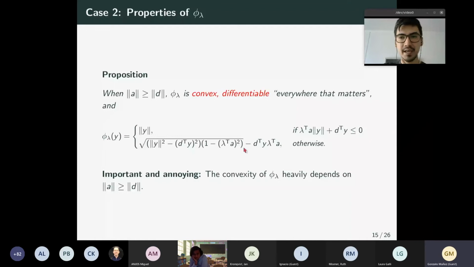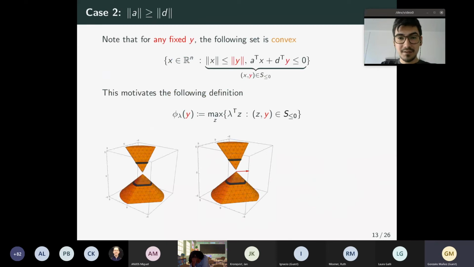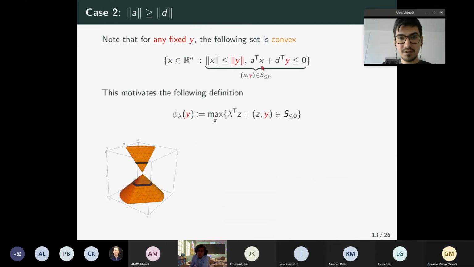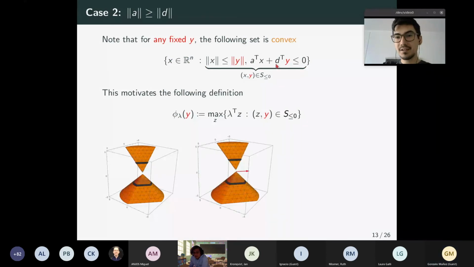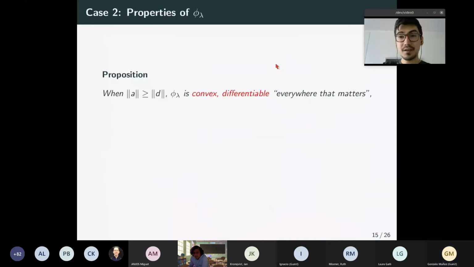It's not too nice, but considering that we're working with quadratics, we were happy with this expression. And I want to say this many times, I know I've repeated it already, but a very important fact, and actually quite annoying for us, is that the convexity of the function that I define really depends on this norm of A being greater than the norm of D. That prevented us from using the usual characterizations that a maximization of something is convex. We couldn't really use any of the ones that we know, because the convexity really depends on how the norms of these guys are related to each other. So we had to work harder.